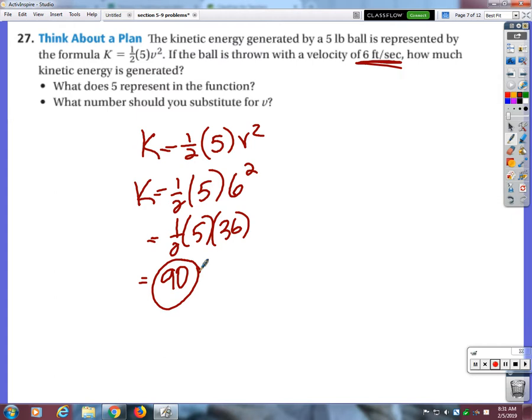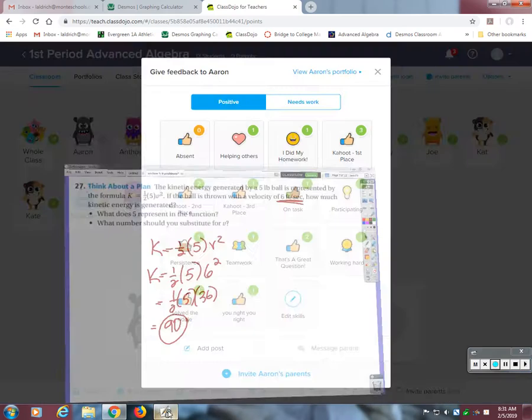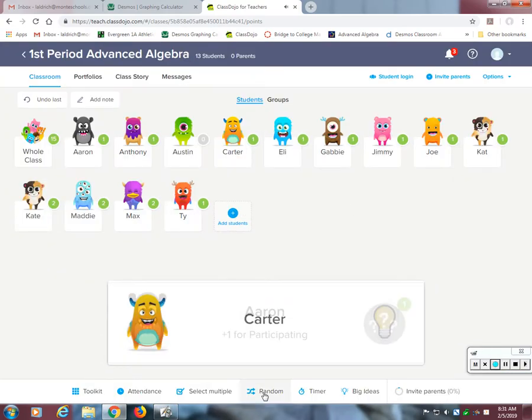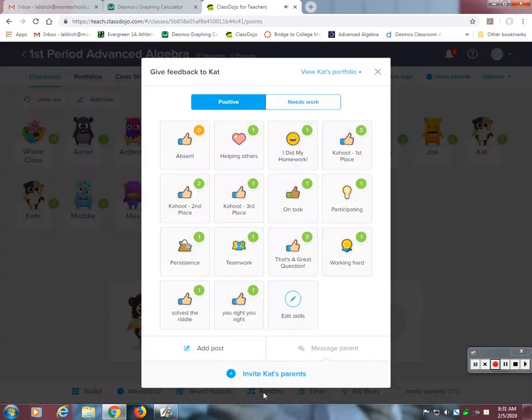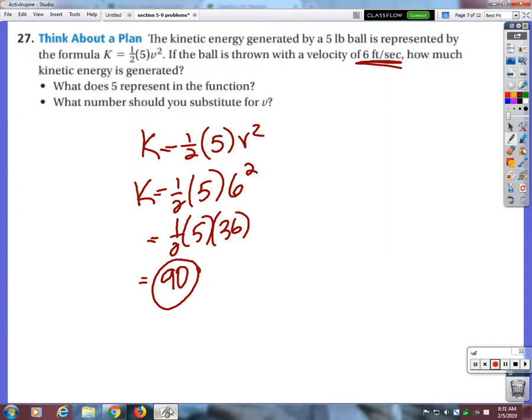Aaron, all those words just translate into, take this 6, plug it in there for the velocity. All right. Easy dojo points. Kat, questions? 30? Yeah.